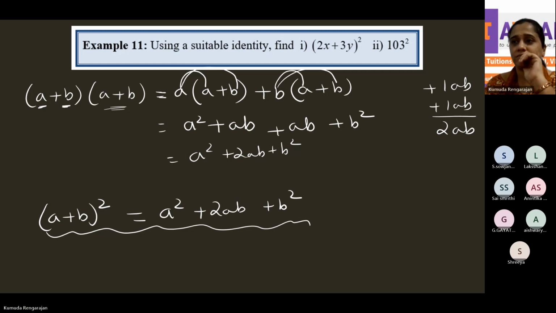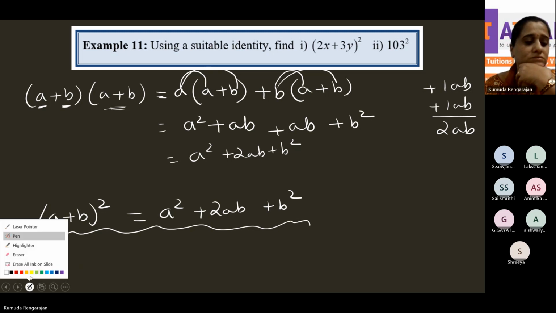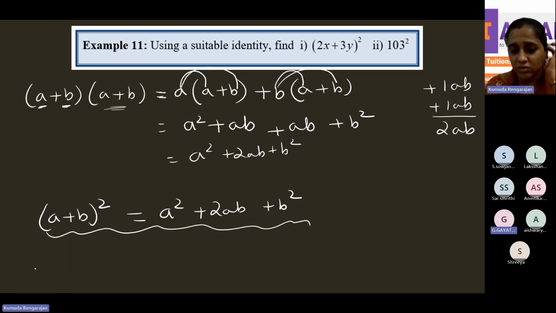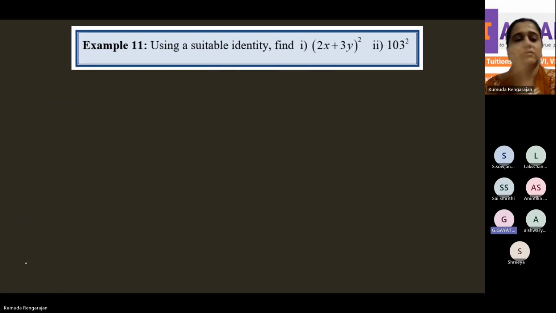All right, children? Yeah, please acknowledge, online students. So write down this quickly. Give the heading algebraic identities and write down this, children.